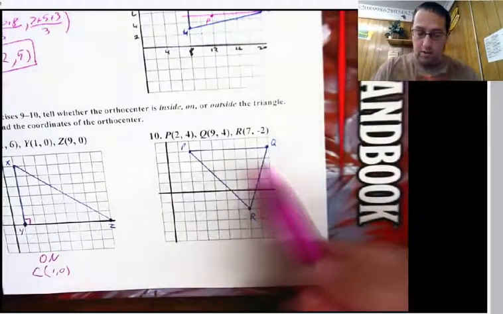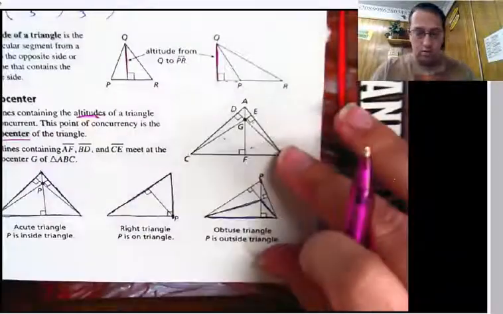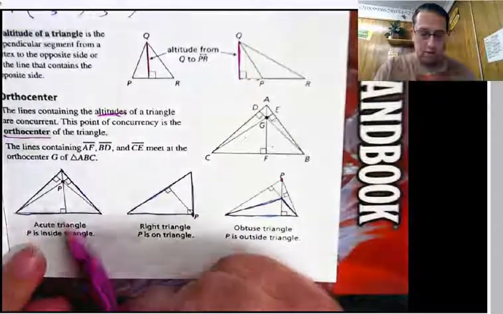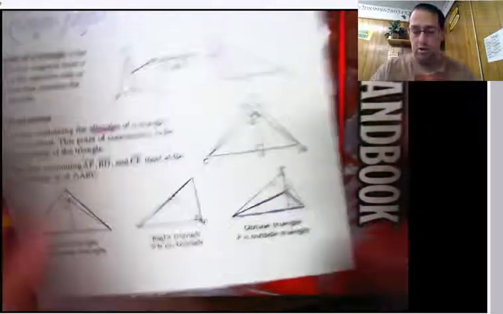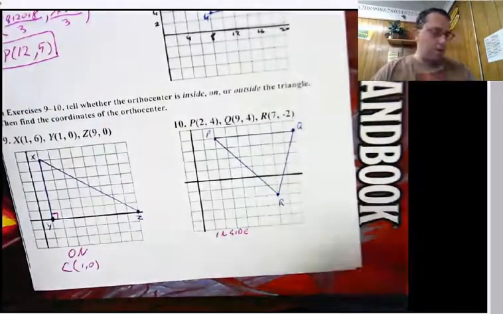Well, let's see, what kind of triangle is this? This is an acute triangle. So take a look at this, acute triangle. The answer is going to be inside the triangle. So it's going to be inside somewhere. Where's it going to be?